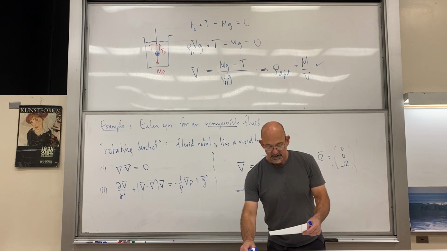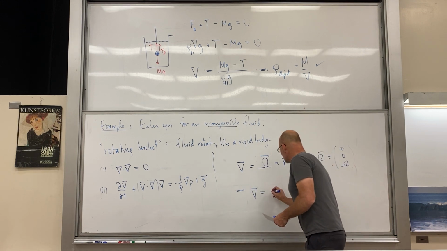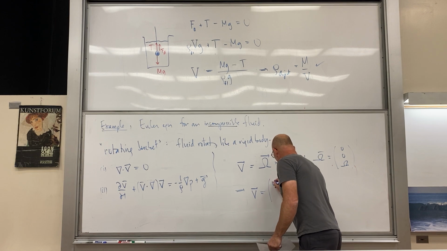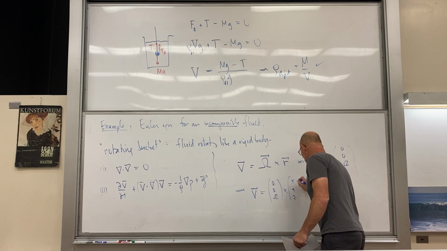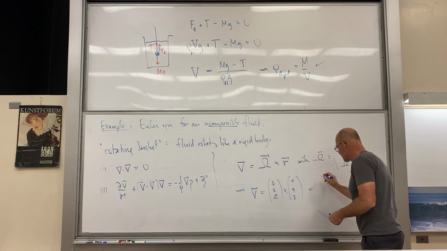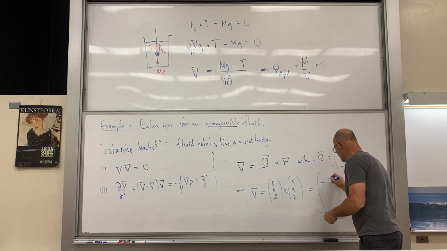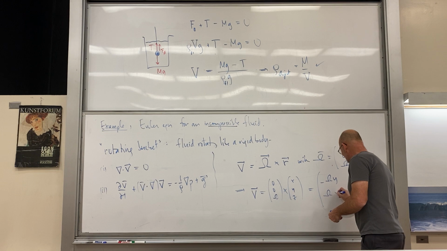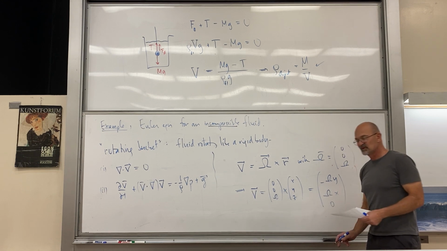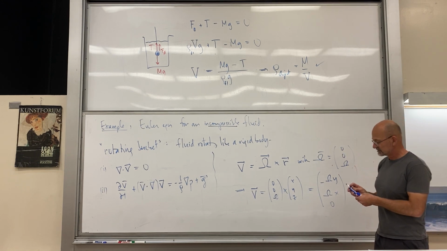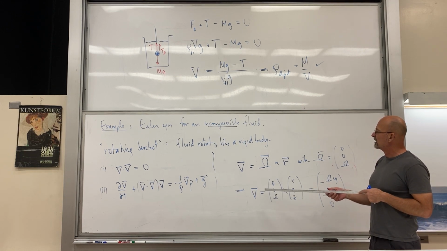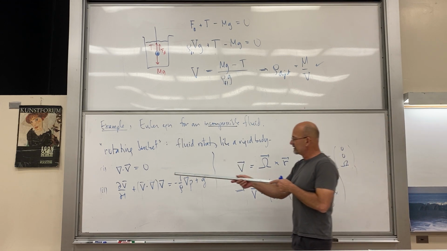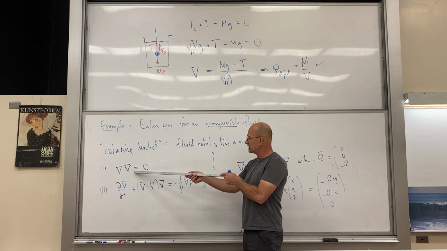Okay, so that's just x, y, and z. So I'll go ahead and write that out. (0, 0, omega) cross product (x, y, z). And we're just going to get, and this is just your uniform circular motion result, really, (minus omega y, omega x, 0). Okay, good old counterclockwise rotation. So there's the velocity.